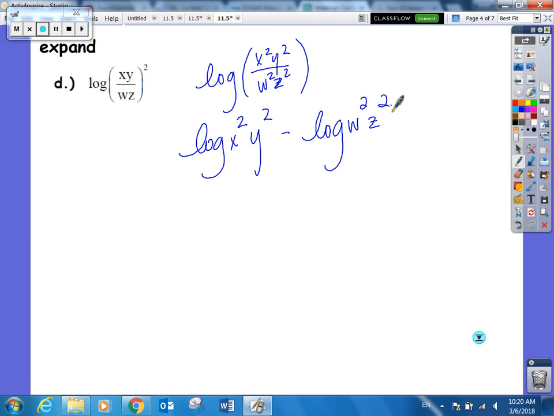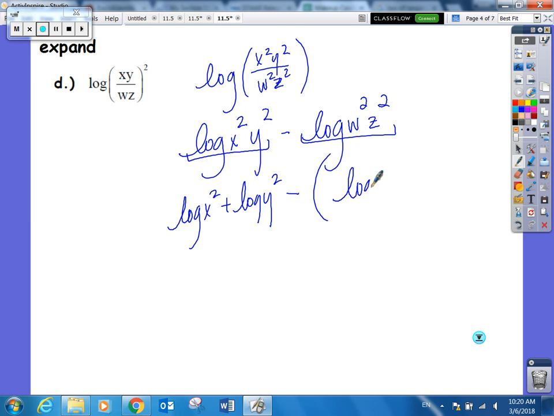All right, so now I'm going to turn this one term into 2. I'm going to turn this single term into 2. Because there's a minus, I'm going to have to use parentheses. So this is going to become log x squared plus log y squared minus, I have to use parentheses here, log w squared plus log z squared.